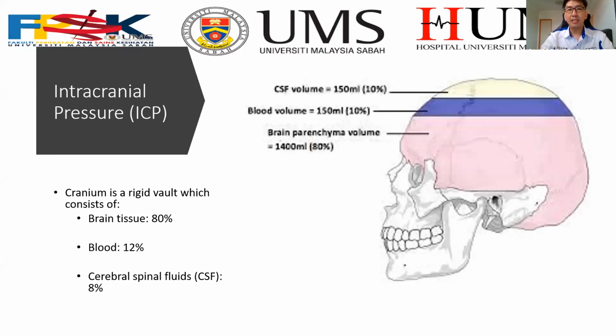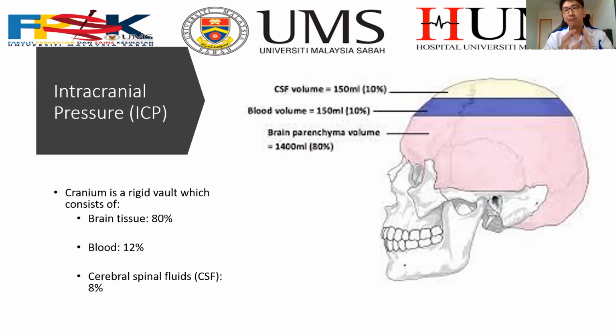Now, this is a topic about the intracranial pressure. In the brain here, you have the constituents of three major items. You have the brain parenchyma, you have the blood, and also the cerebrospinal fluid. The brain parenchyma is about 80%, while the blood volume is about 20%, and the CSF about 5 to 10%. And it is a very rigid vault which consists of these things.